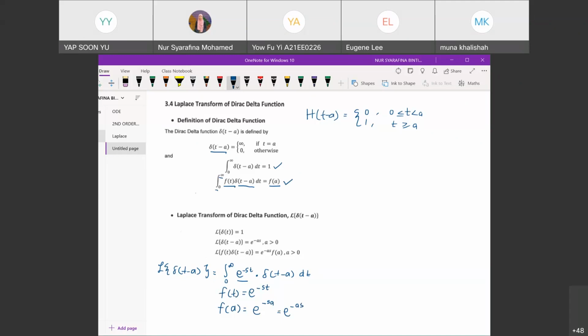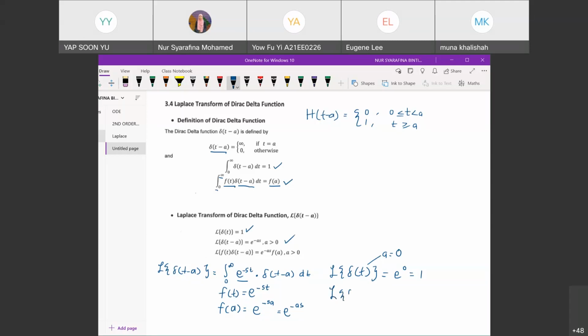Then transforming delta(t minus a) will give you exponent minus as, because this is your f(a). So now when you want to transform delta(t) only, then you know that a equals 0. So transforming delta(t minus a) will give exponent minus as. Then delta(t) alone will give you exponent to the power of 0, which equals 1. Okay? Clear now? So now the next one.